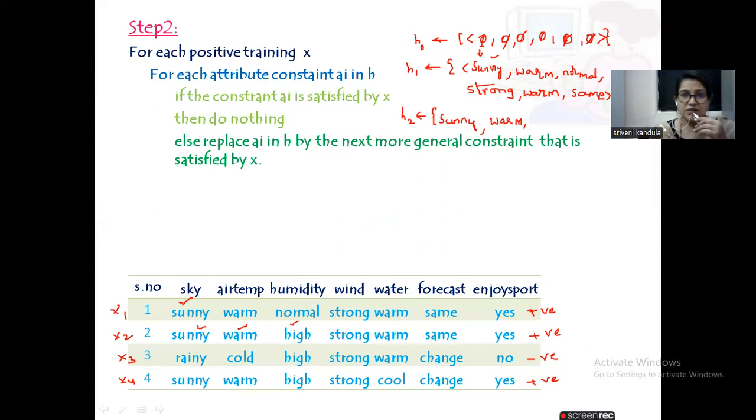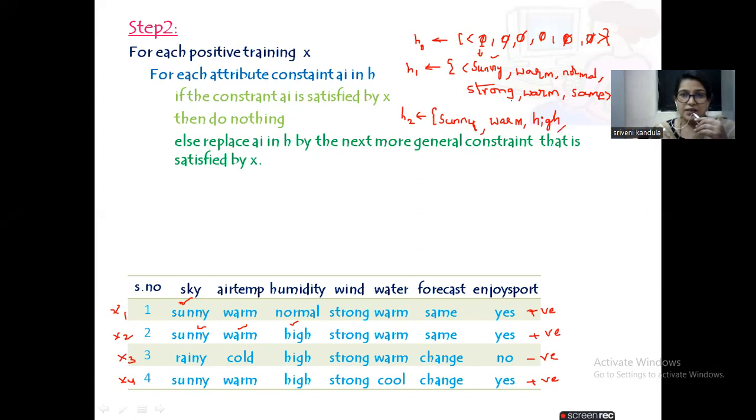Attribute constraint AI is not satisfied. So then what I should do? Replace AI in H by the next more general constraint. So in the hypothesis, I have a value normal. So that should be replaced with the latest value, that is high. So normal is replaced with high.